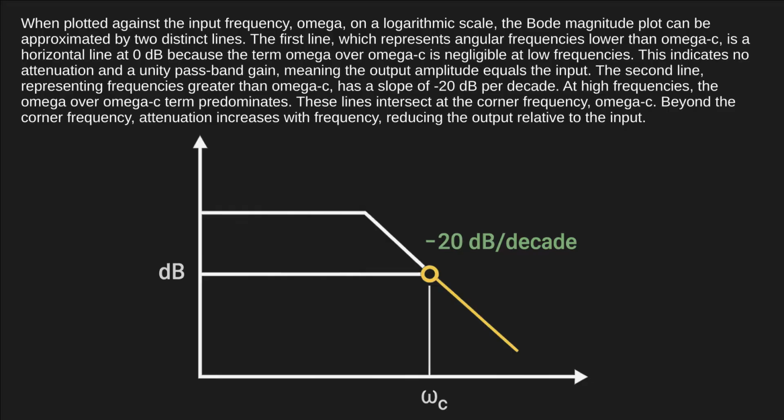When plotted against the input frequency, omega, on a logarithmic scale, the Bode magnitude plot can be approximated by two distinct lines. The first line, which represents angular frequencies lower than omega c, is a horizontal line at 0 dB because the term omega over omega c is negligible at low frequencies. This indicates no attenuation and a unity passband gain, meaning the output amplitude equals the input. The second line, representing frequencies greater than omega c, has a slope of 20 dB per decade. At high frequencies, the omega over omega c term predominates. These lines intersect at the corner frequency, omega c. Beyond the corner frequency, attenuation increases with frequency, reducing the output relative to the input.